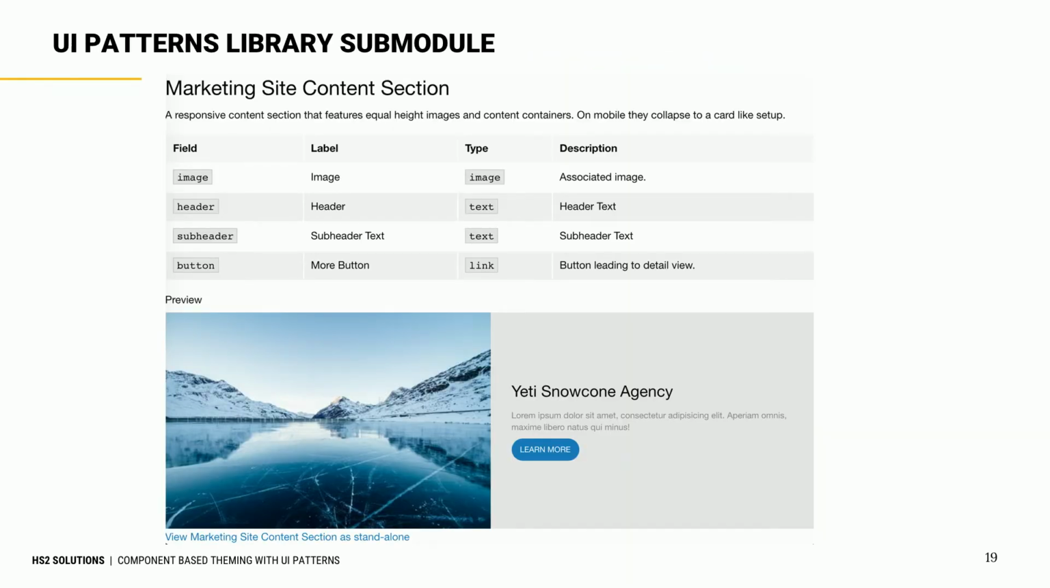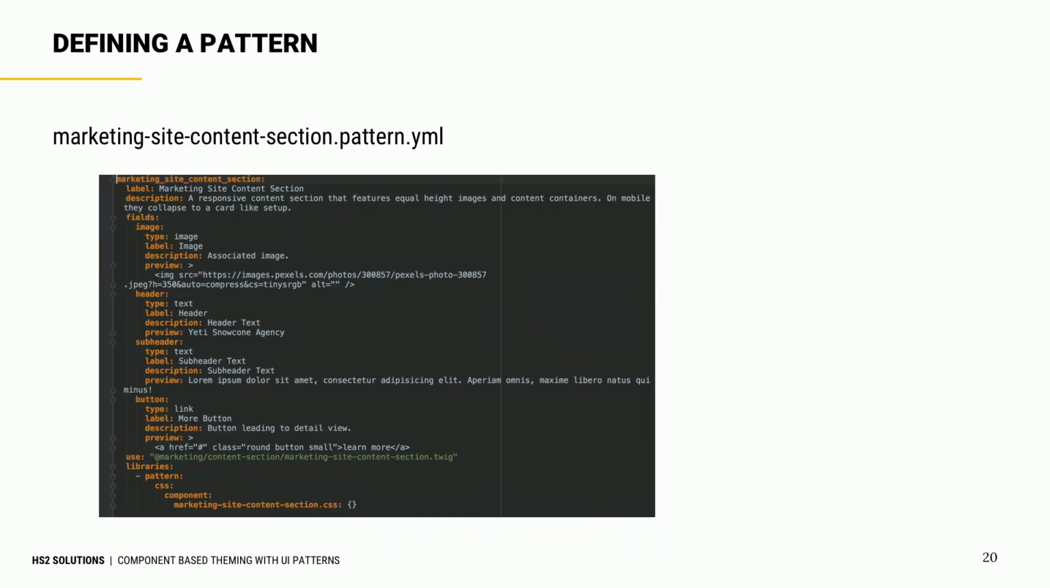So let's take this same example and look at how we would create a UI pattern for it. This is our component in the UI Patterns library page, what it would look like. There's a label for the pattern, a description, and then a table that has all of the fields in the pattern, along with a bunch of metadata, and then a preview of the component, just like we would expect to see in Pattern Lab. So let's see how we would actually define this in the YAML file.